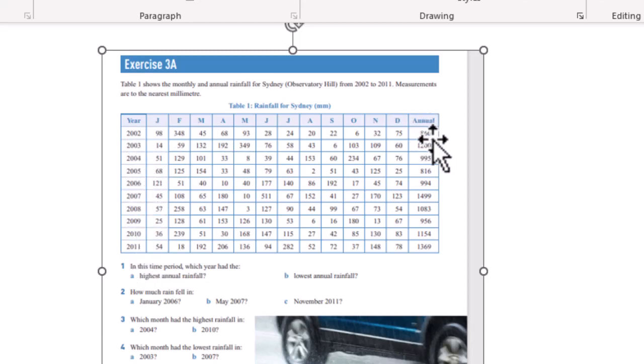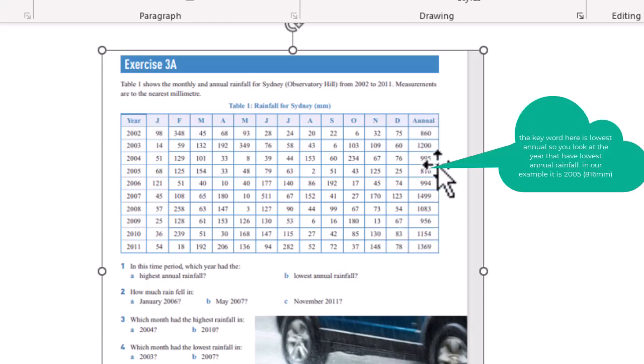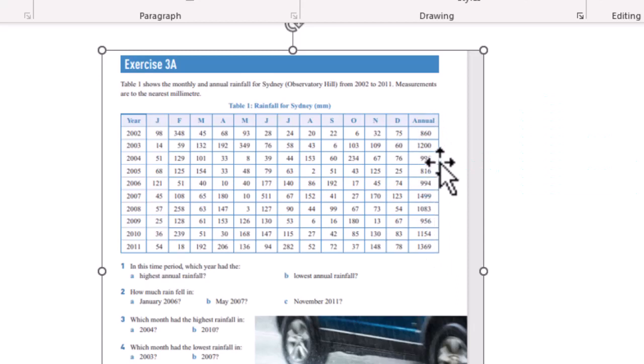So from that table we can see that in 2007 the annual is 1499, which is the larger. So that's why the highest annual rainfall is 2007. Which year has the lowest annual rainfall? We will see here the small number. Which one is 860? So the year is 2002.